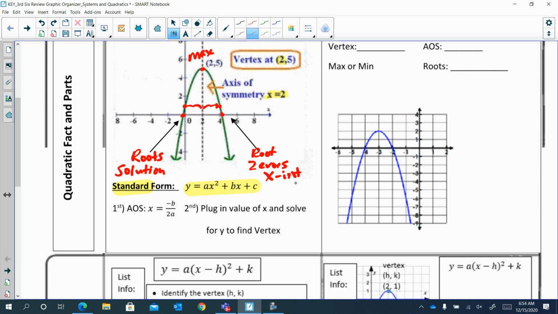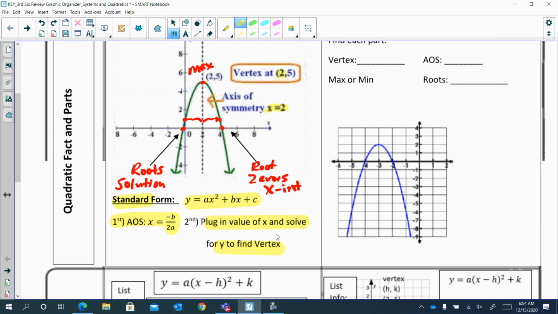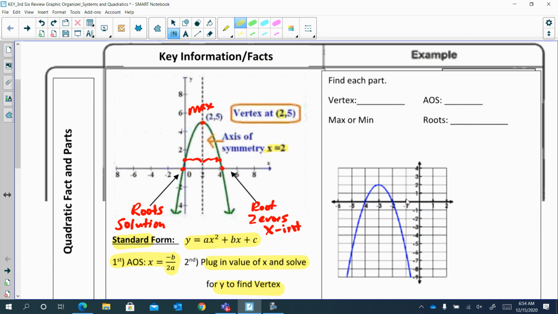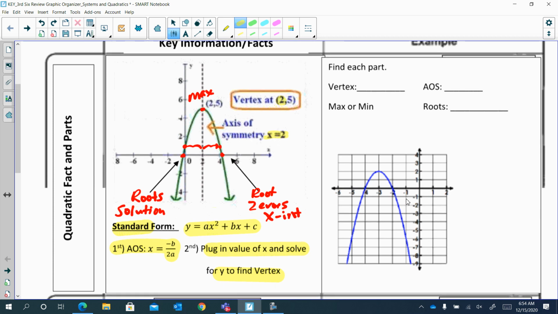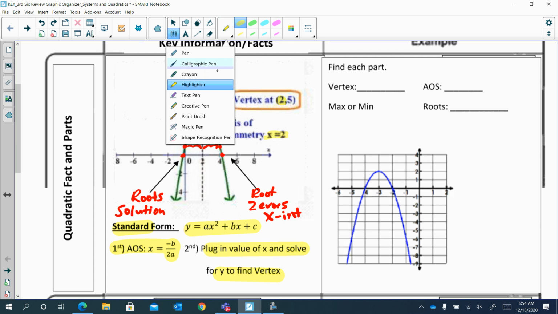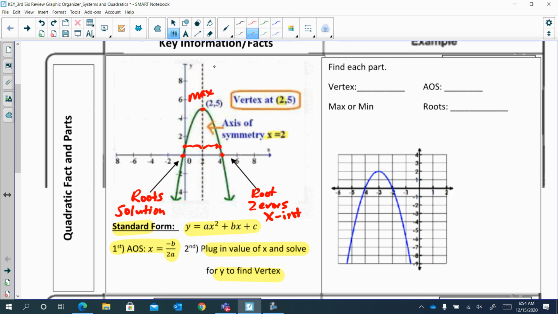I did give you some things to remember, like how to get to your axis of symmetry in standard form: plug in for the formula, and then remember to plug in the value of x to solve for y. They've already kind of given it to us in this example, but we would need the equation to actually solve it. Now, I just want you to find each part if I give you the graph. Y'all are doing a high percentage on these type of problems.